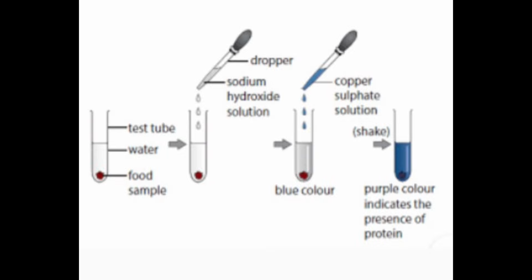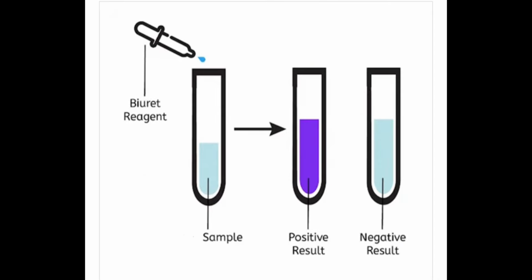First, we need to add 5 cubic centimeters of sodium hydroxide to the food sample. After that, we need to add 5 cubic centimeters of 1% copper sulfate solution. If you observe a purple color, it indicates the presence of proteins. So this is what you should know when testing for proteins. The positive color for proteins is a purple color.